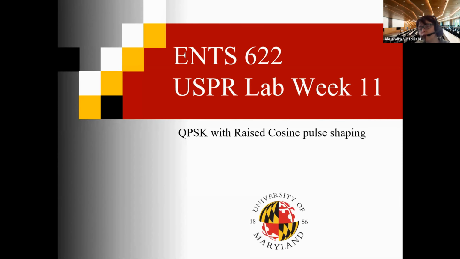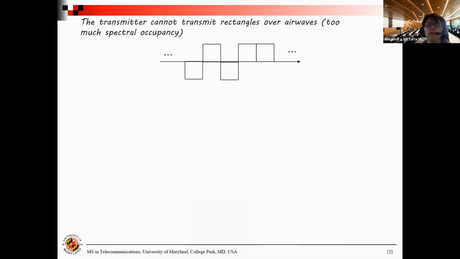And this is a really important thing for you to know: the purpose of raised cosine. So first of all, you and I know that the Fourier transform of a rectangle is a sinc function, right? And a sinc function goes on forever, which means that you and I cannot transmit rectangles over the airwaves, because if I do, then I occupy an infinite spectrum and the FCC will come and put me in jail and fine me and take away my license.